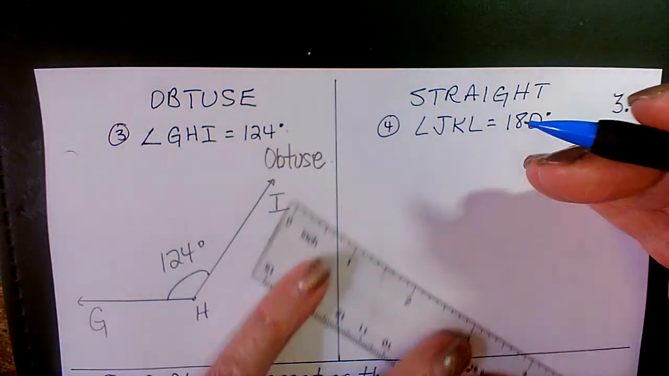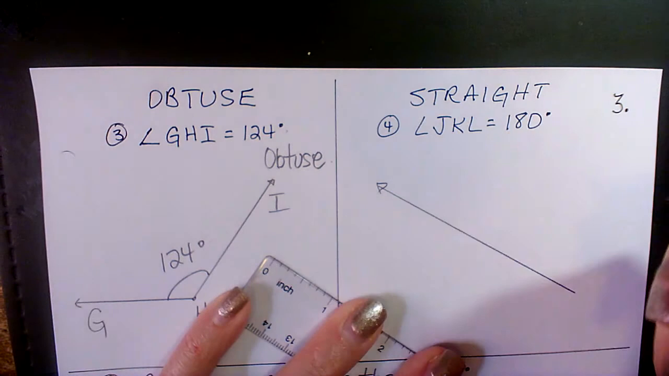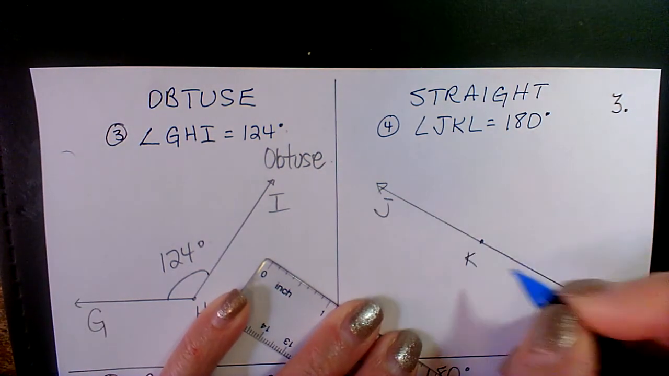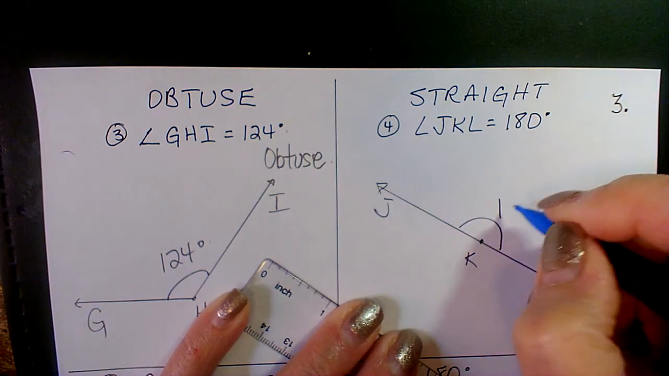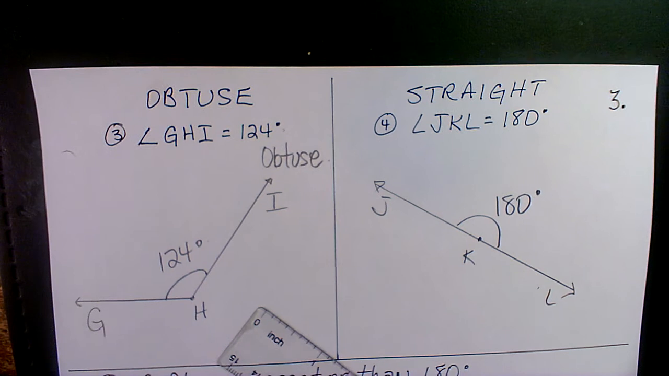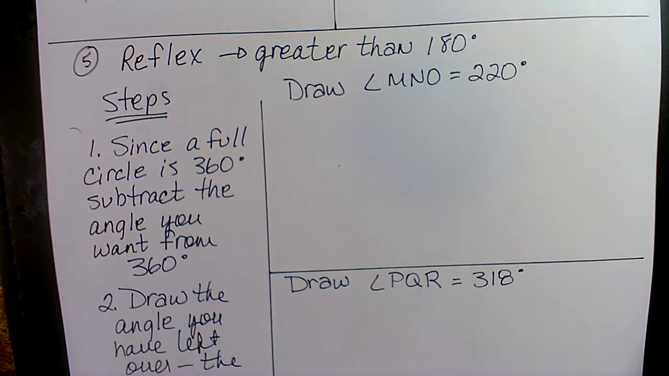Draw a straight line. I'm going to draw it on an angle, just like that. Doesn't matter how you draw it. Find a spot, put your vertex, J, K, L, and draw it in, right in your stuff. Super easy one. Now the reflex one, they're greater than 180.